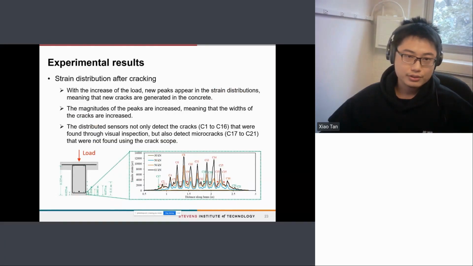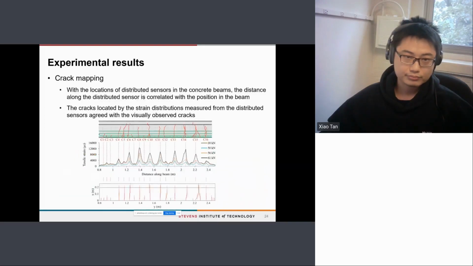With the increase of the load, new peaks appear in the strain distribution, meaning that new cracks are generated in the concrete. The magnitude of the peaks increased, meaning that the width of the cracks increased. The distributed sensors not only detect the cracks from C1 to C16 that were found through visual inspection, but also detect micro cracks from C17 to C21 that were not found using the crack scope. These results also show the high sensitivity of distributed sensors.